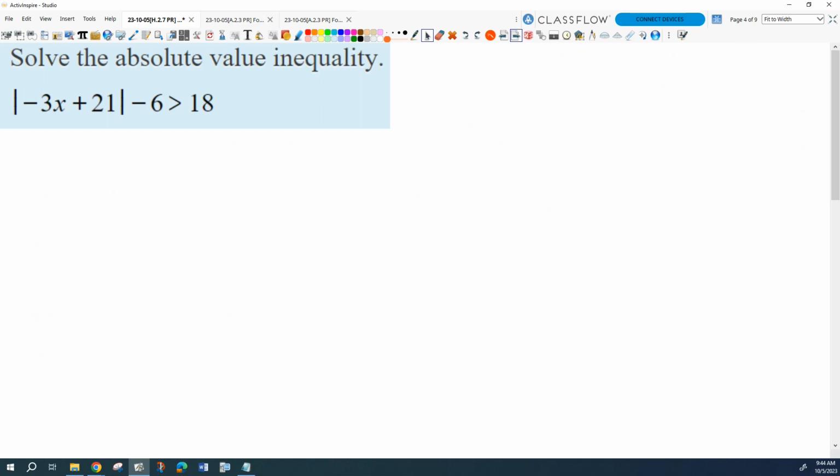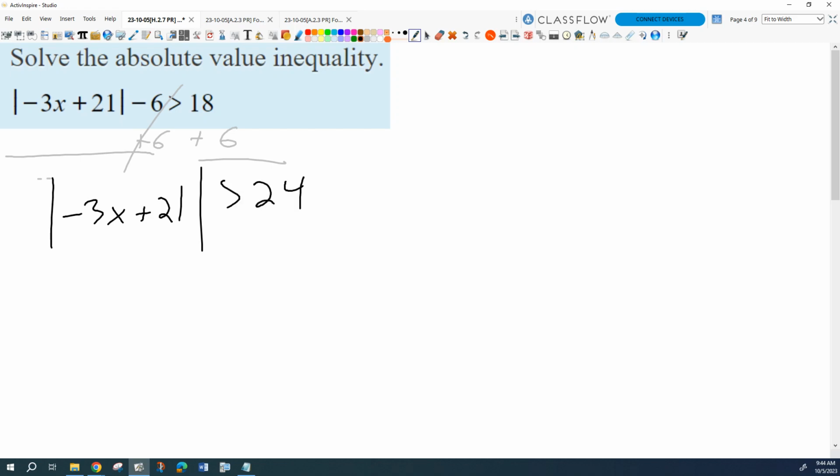What do I have to do first here? I got to add 6 because I have to isolate the absolute value, don't I? Good. So we add 6 to both sides. Those guys cancel, and I get the absolute value of -3x plus 21 is greater than 24. Okay, how am I going to split that one? That's going to split into an or, isn't it, right?